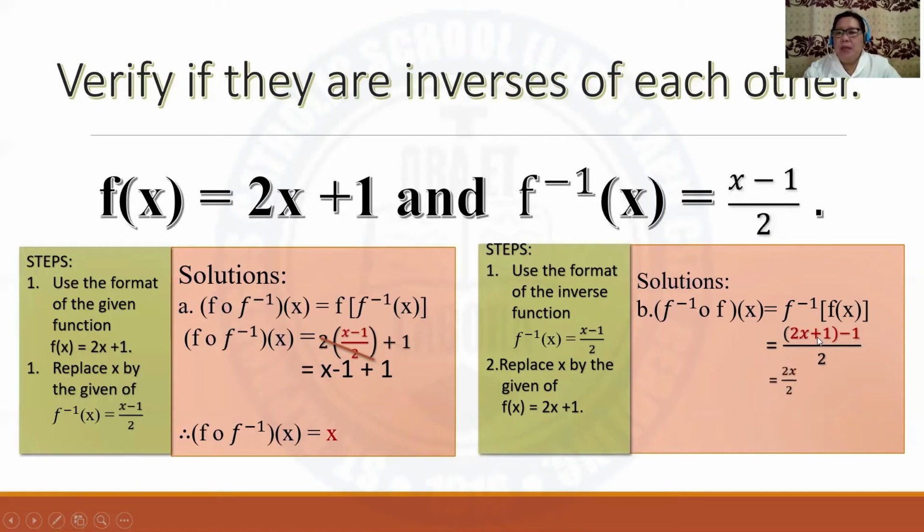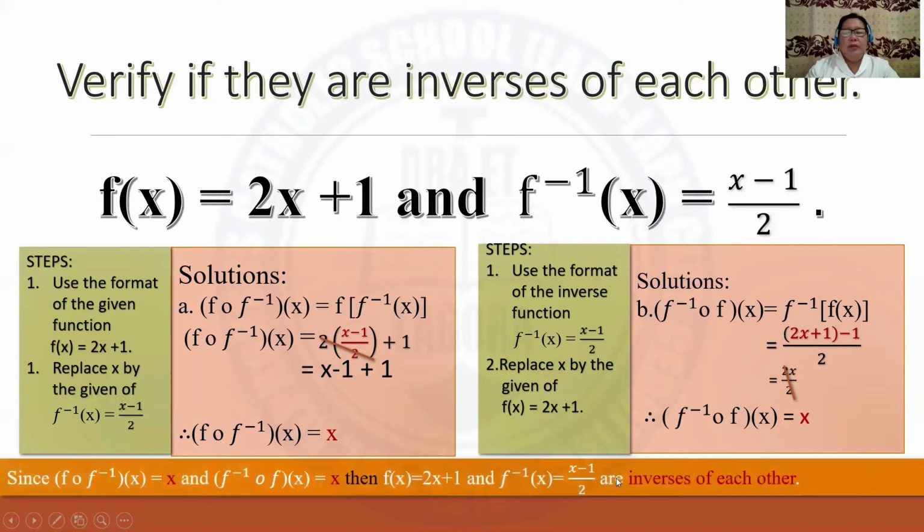Then simplify. Positive 1 minus 1 is 0. What is left is 2x over 2. Cancel 2. The answer is x. Therefore, f^-1 circle f of x is equal to x. Then, the answers are the same. So, we can conclude that they are inverses of each other.